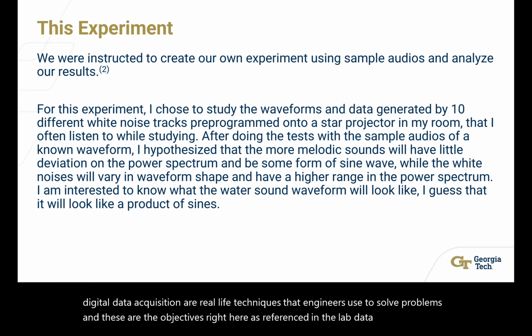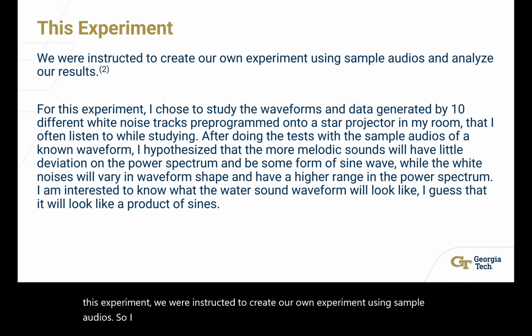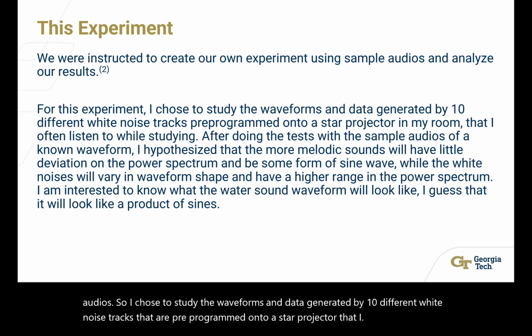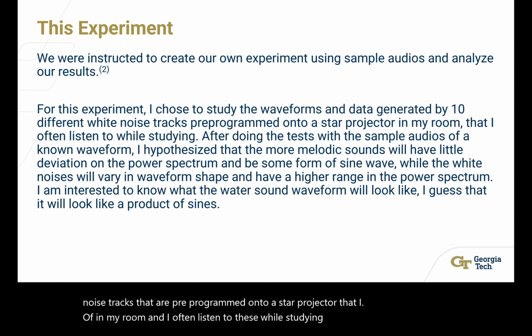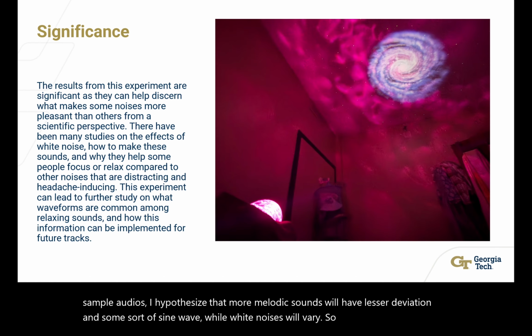So in this experiment, we were instructed to create our own experiment using sample audios. So I chose to study the waveforms and data generated by 10 different white noise tracks that are pre-programmed onto a star projector that I have in my room. And I often listen to these while studying. After doing some tests with sample audios, I hypothesized that more melodic sounds will have lesser deviation and some sort of sine wave, while white noises will vary. So we'll see if that actually proves true.